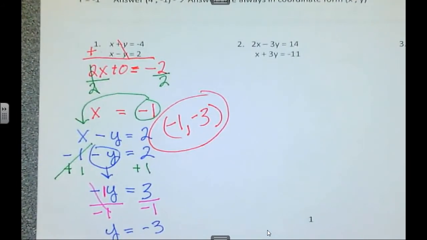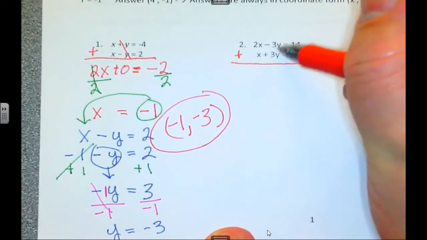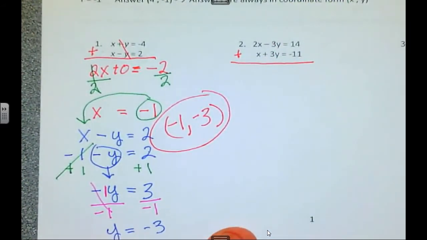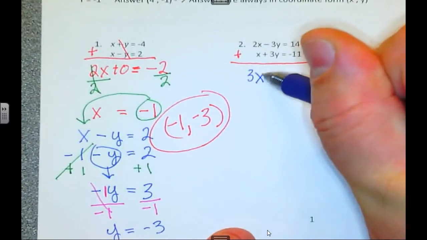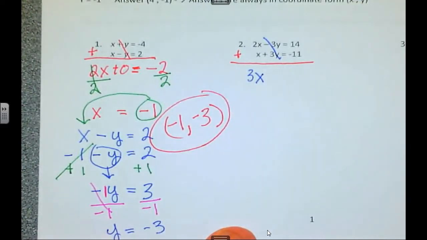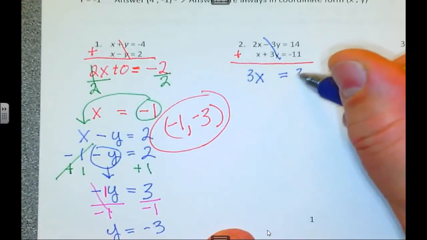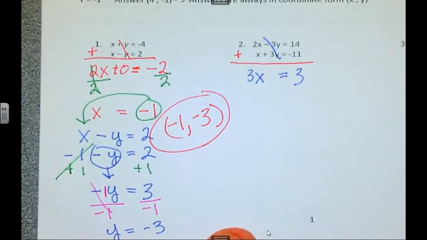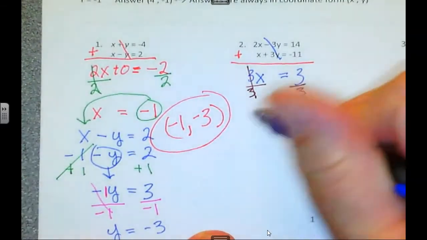How about number 2? Add the two equations together because I have a -3y and a +3y. 2x plus 1x is 3x. -3y plus +3y eliminate to 0. 14 plus -11, +3. Divide both sides by coefficient 3. x equals 1.